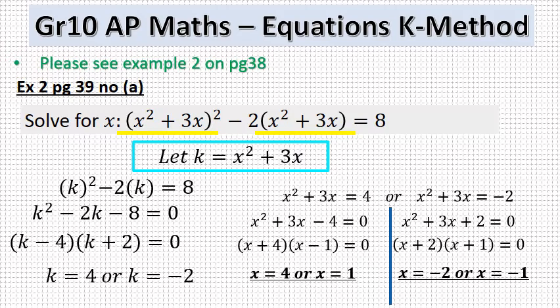Are you ready for the second example? If not, press pause, get these notes down, and get ready for example number 2.